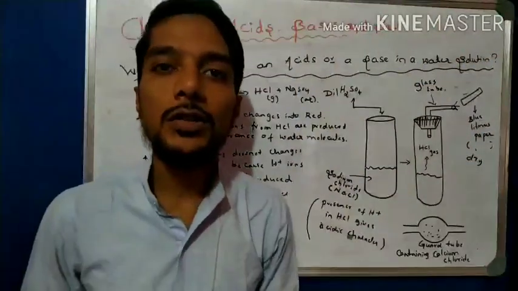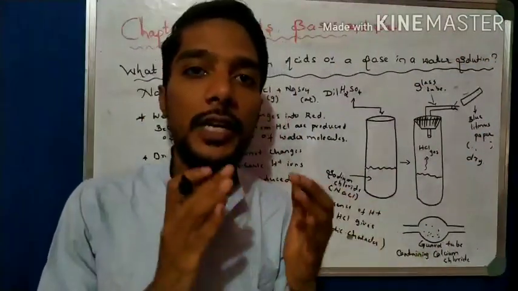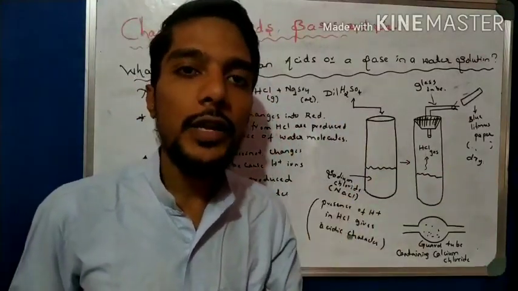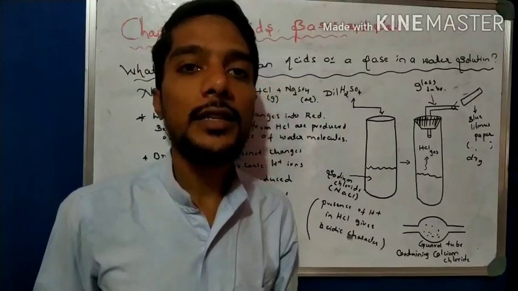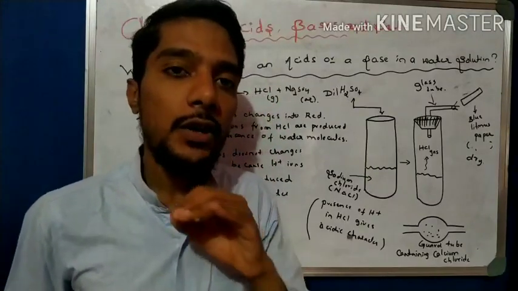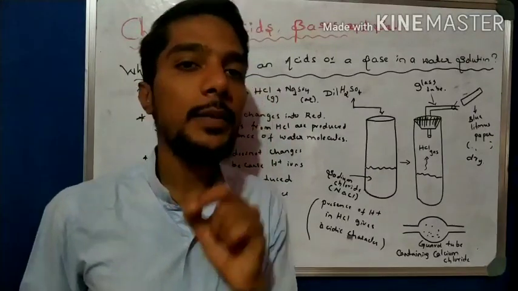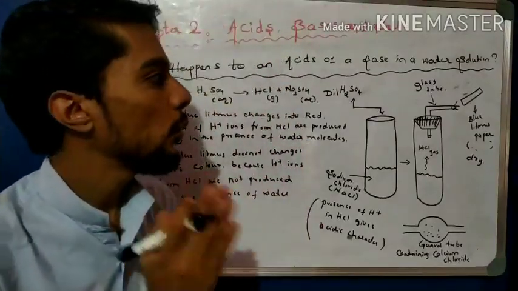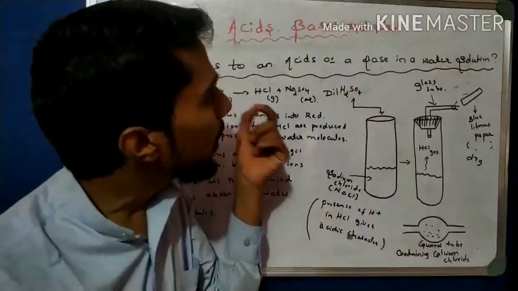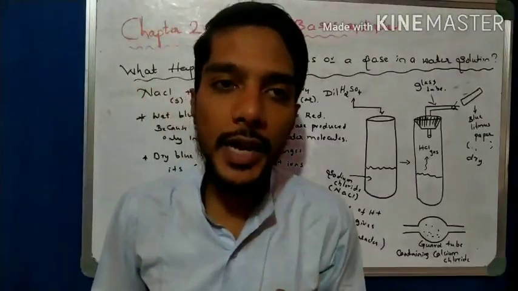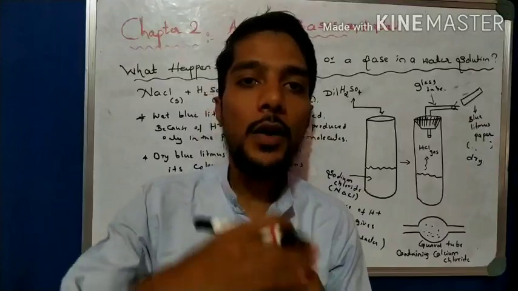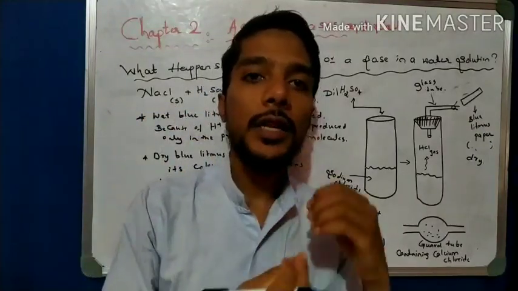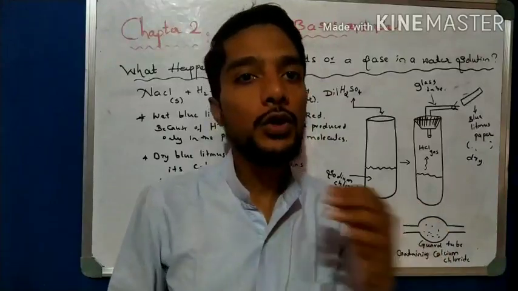In the absence of water solution, or in the solid state, it is not able to give any gas, maybe HCl, maybe sulfuric acid, maybe acetic acid, or maybe nitric acid. They do not show their acidic property; they do not produce H plus ions in the absence of water molecules. So the acidic character is only expressed when the acid produces its H plus ions in the aqueous solution, right?